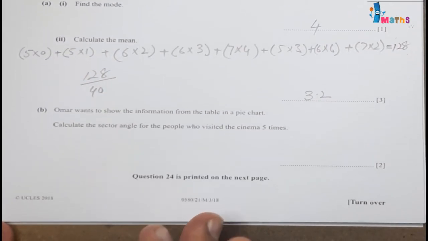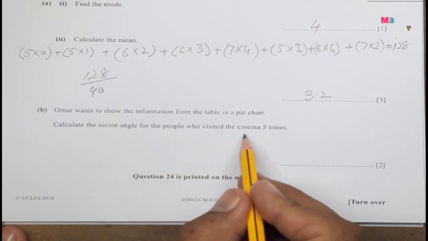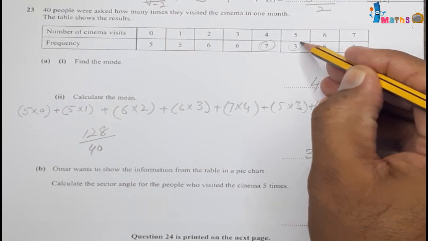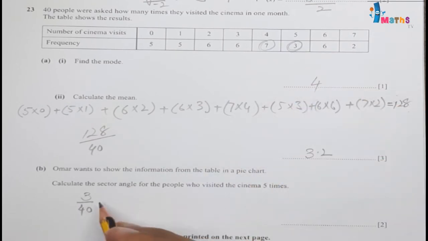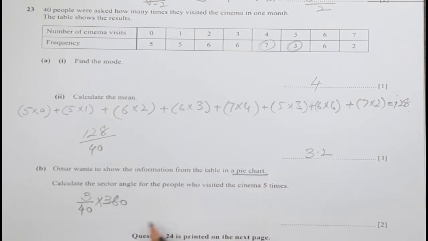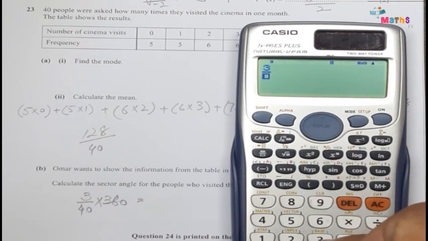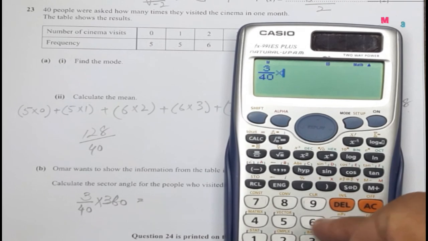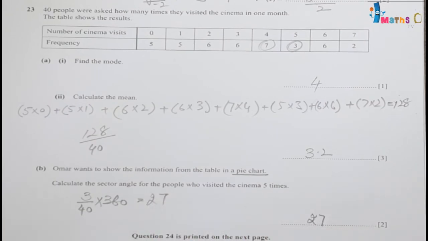B part, Umar wants to show the information from the table in a pie chart. Calculate the sector angle for the people who visited the cinema 5 times. If we check the table, the frequency for 5 times is 3. So 3 out of 40 people, multiplied by 360, because we want to show it on a pie chart. So 3 divided by 40 into 360 will be equal to 27. So the answer to this one will be 27.